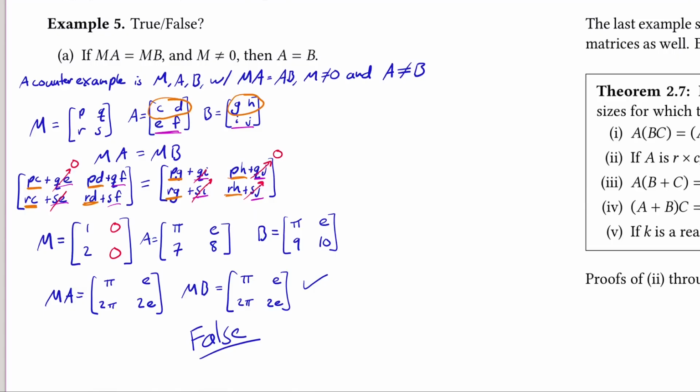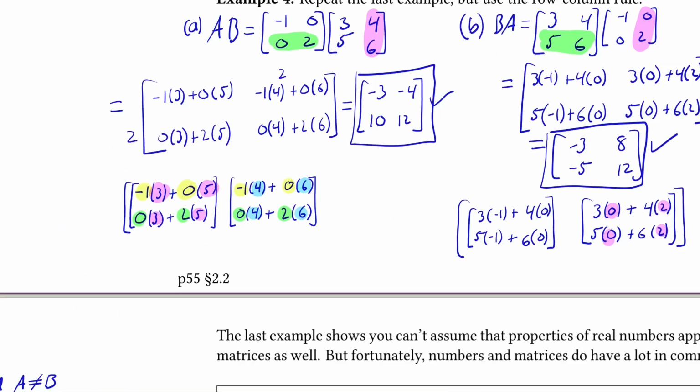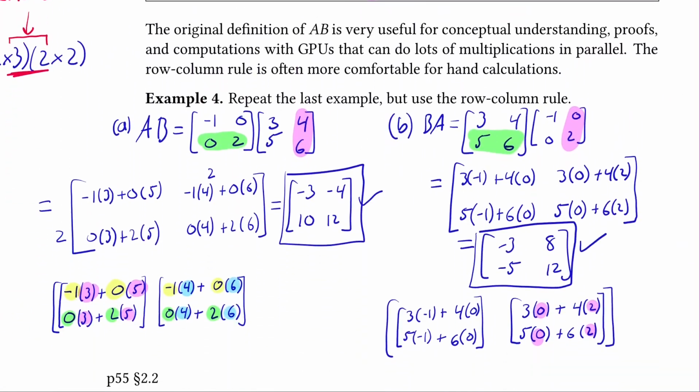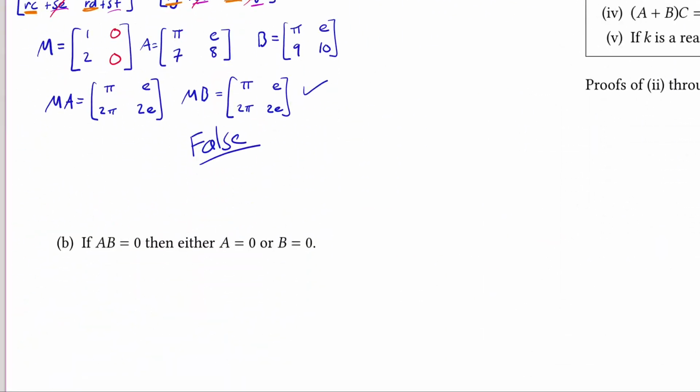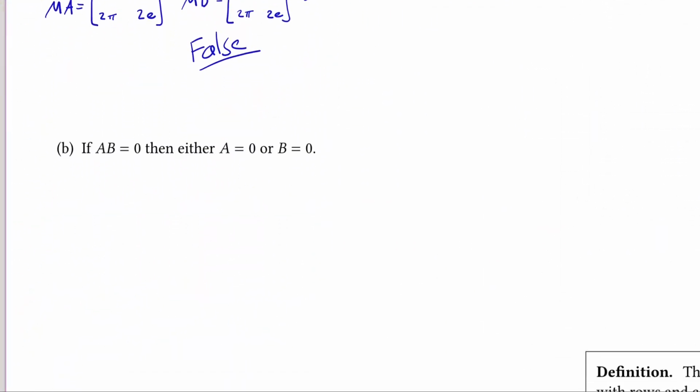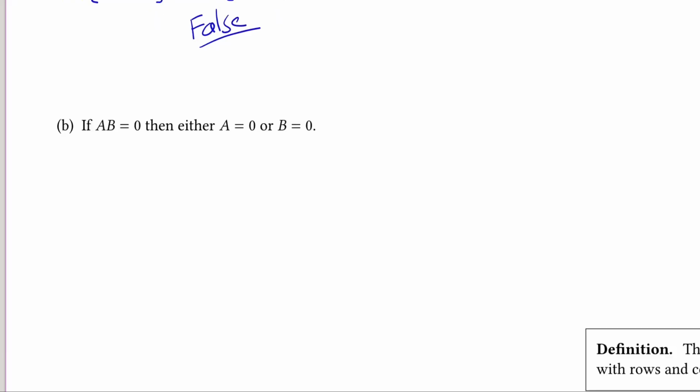So this is another way that matrices do not act like numbers when you multiply them. We saw another example of this before, how AB and BA are not the same thing, even though with numbers, you do have a commutative property. Let's look at B. If AB equals 0, then either A equals 0 or B equals 0.